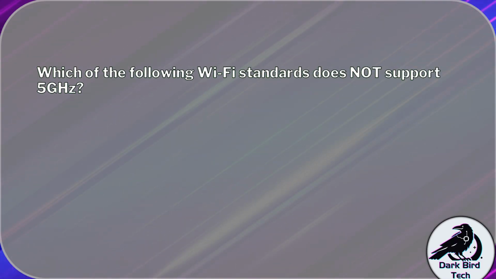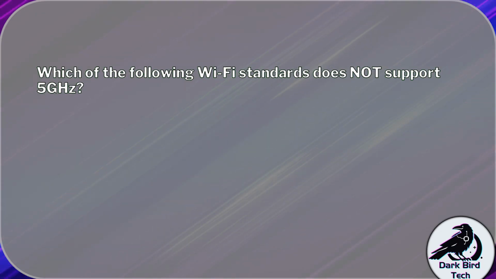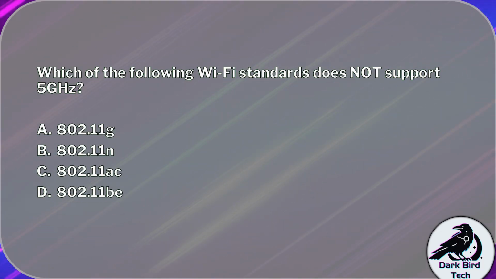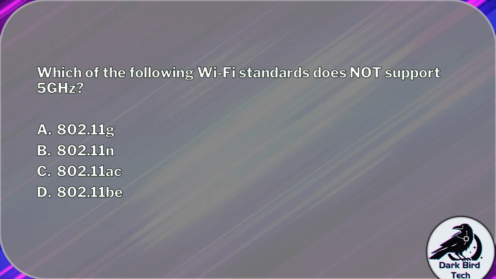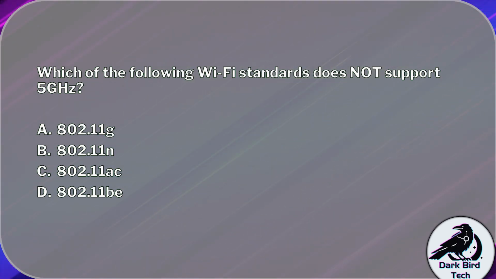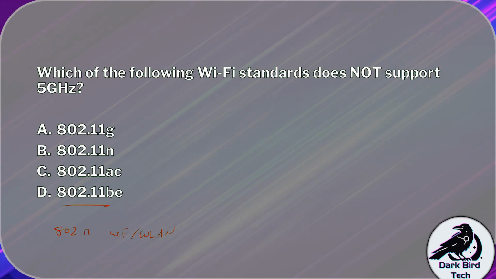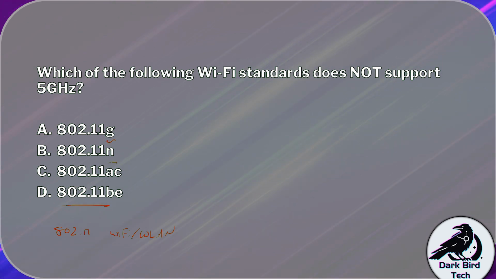Which of the following Wi-Fi standards does not support 5 GHz? So let's see what standards they have for us. We have 802.11g, N, AC, and BE. So the good thing is, at least they are all the Wi-Fi standards, or WLAN if you want to be truly correct with the title of the IEEE documentation. So it's a case of, is it G, is it N, is it AC, is it BE?